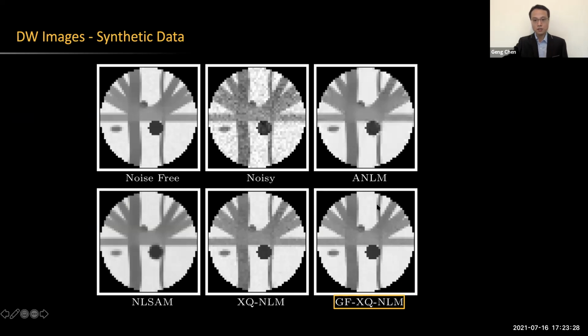Our method is shown here at the bottom right, and the noise-free image is shown at the top right. This one is a noisy image. We can see that after using our method to do the denoising, the image quality is significantly improved, and the obtained diffusion weighted image is close to the ground truth. Also, we avoid the over-smoothing effect in the baseline methods and effectively remove the noise, unlike the second best method, which is unable to fully remove the noise.